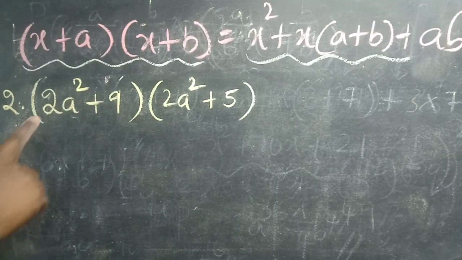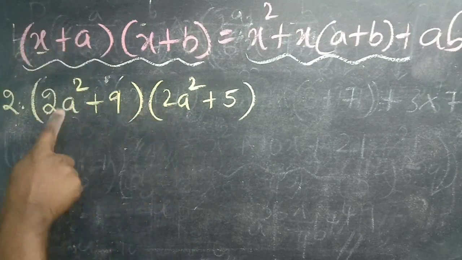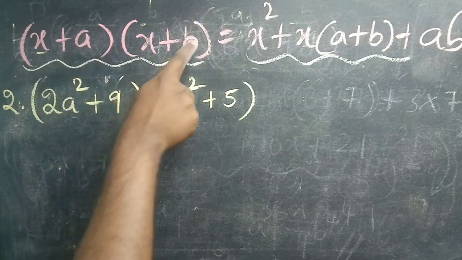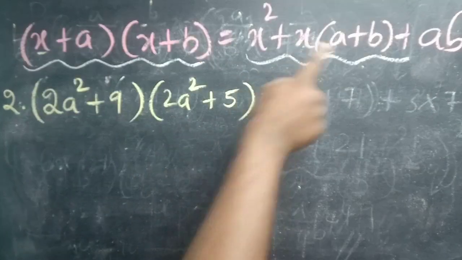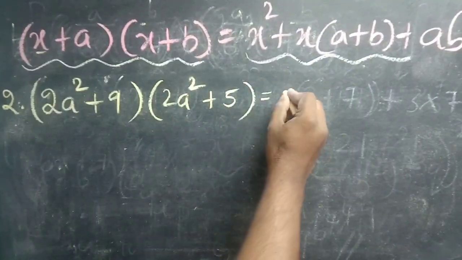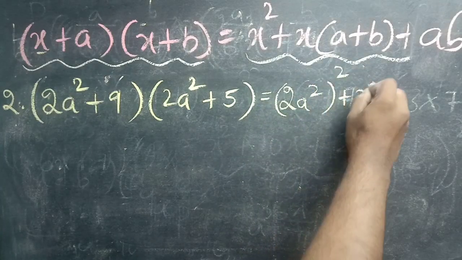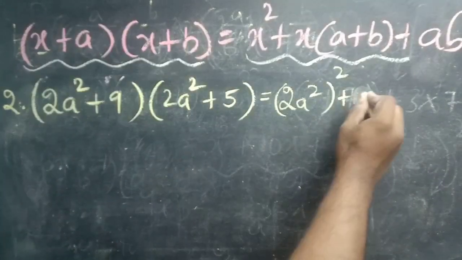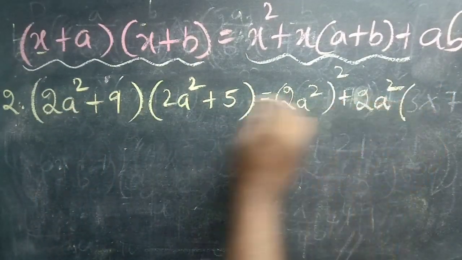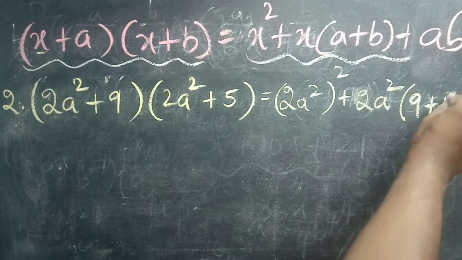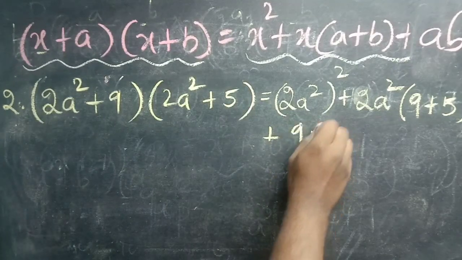Now the next question, 2a square plus 9 into 2a square plus 5. In the place of x, I have 2a square. In the place of a, I have 9. In the place of b, I have 5. Now replace x by 2a square, a by 9 and b by 5. What I get is 2a square the whole square plus x times, what is x? X is 2a square, plus what is a? A is 9, b is 5, plus a into b is 9 into 5.